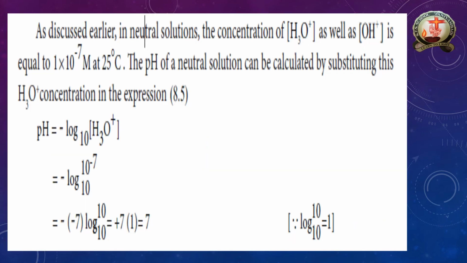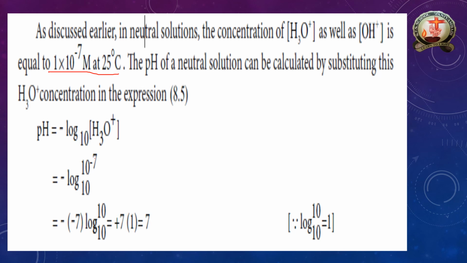Now we are going to calculate the pH. As we discussed earlier, in a neutral solution the concentration of the hydronium ion as well as the hydroxyl ion is equal, at room temperature. The pH of the neutral solution can be calculated by a simple substitution of this value into the expression. Then what is the value? pH is minus log of 10 to the power minus 7. Instead of a power b, the b will come on top.